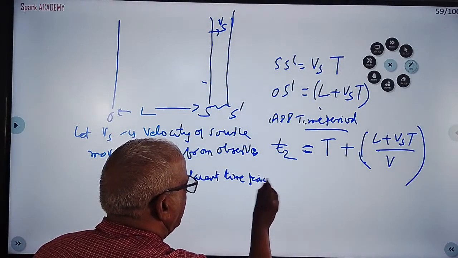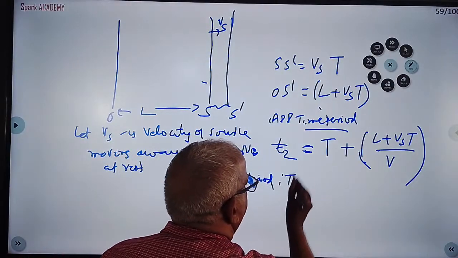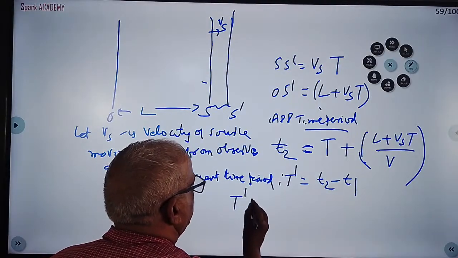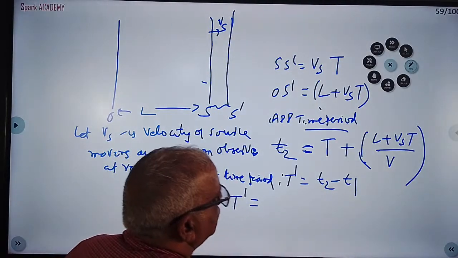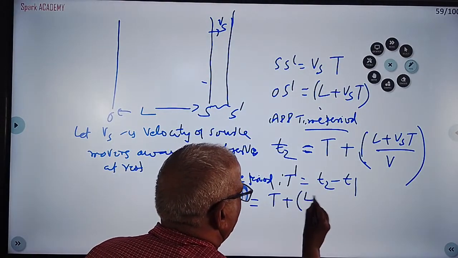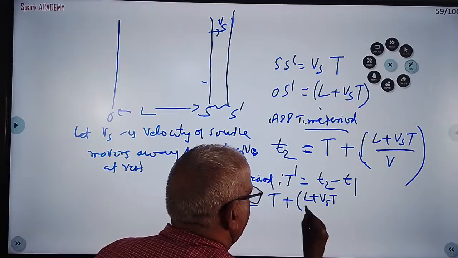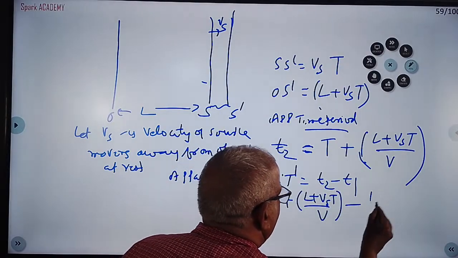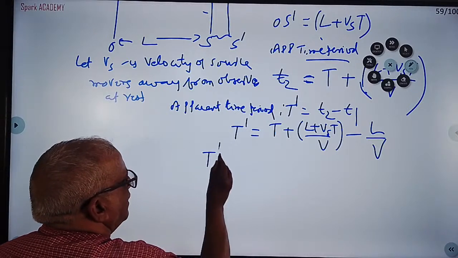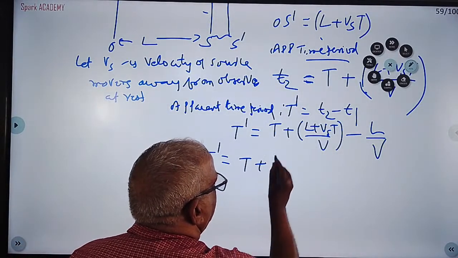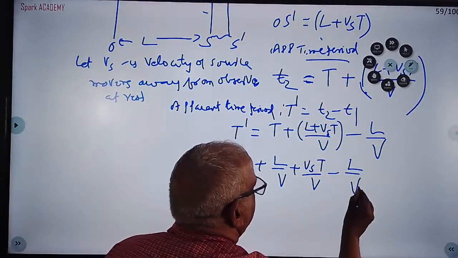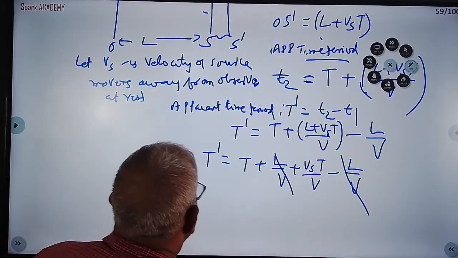See, very carefully. Apparent time period is nothing but T2 minus T1. What is T2? T plus L plus Vs into T by V, minus L by V. This is called apparent time period. T dash is nothing but T plus L by V plus Vs into T by V minus L by V. The L by V minus L by V gets cancelled.